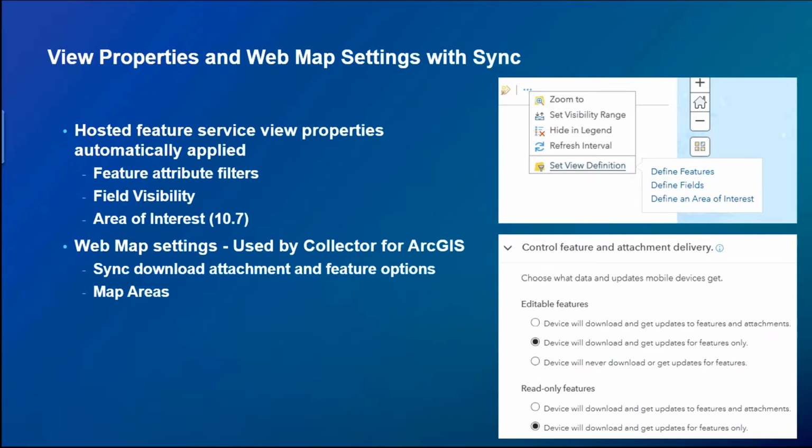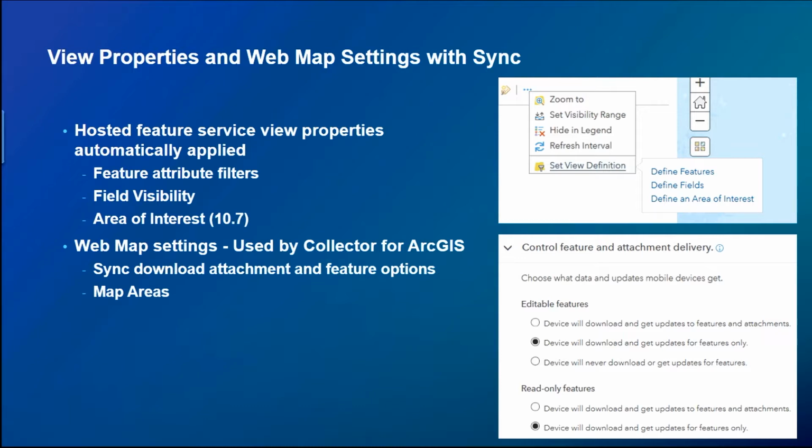Now, on top of feature service settings, you can also fine-tune the experience by the use of hosted feature service views. So if you're using hosted feature services, you can create a view. And within the view, you can, as the author, restrict what features are exposed to the view. So I can only make certain attributes visible. I can set up attribute filters that only make certain features visible.